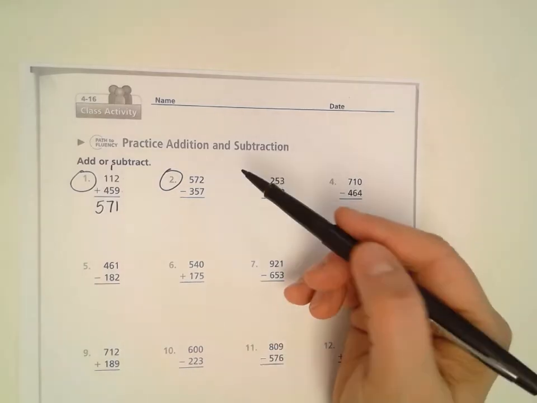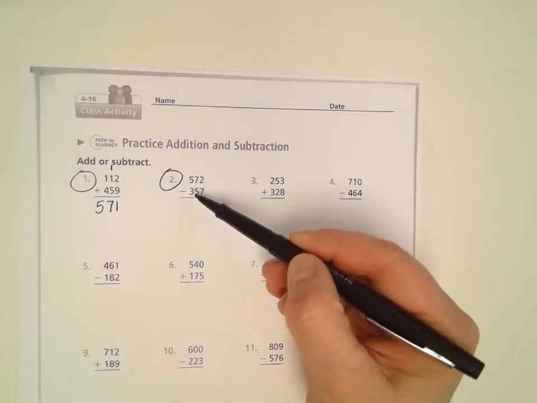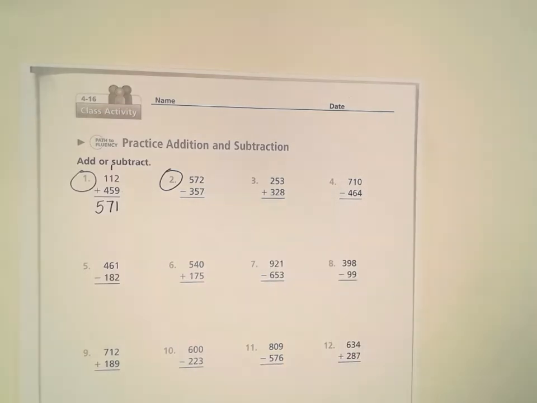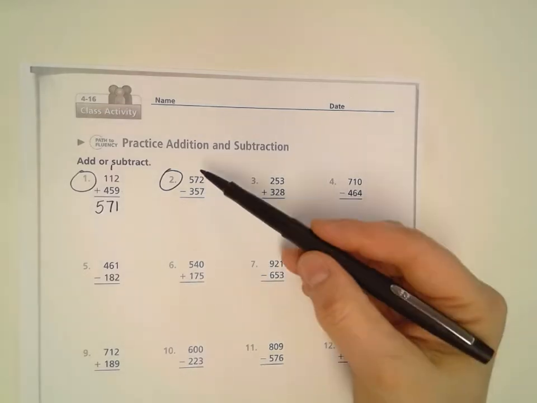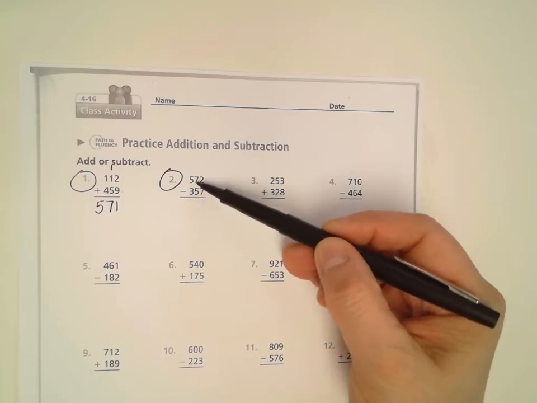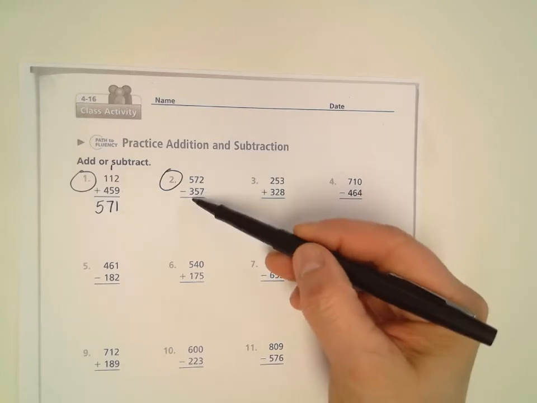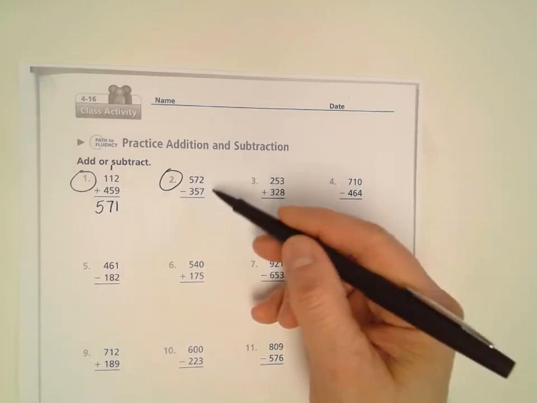So this one here, we go 572 minus 357. So we're looking to possibly ungroup. I see that 7 is bigger than 2, so I'm going to do some regrouping there. 5 is smaller than 7, so I might be okay there. And 3 is smaller than 5. But it does look like I'm going to have to do some ungrouping.